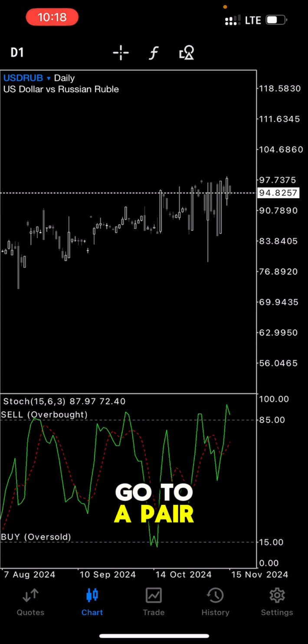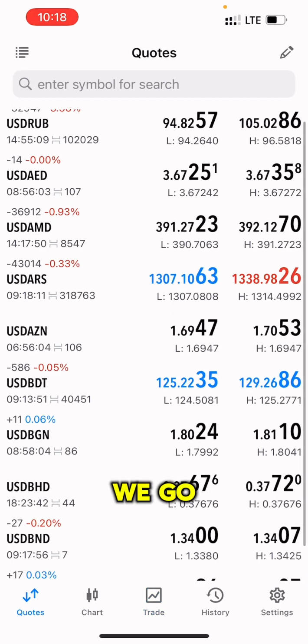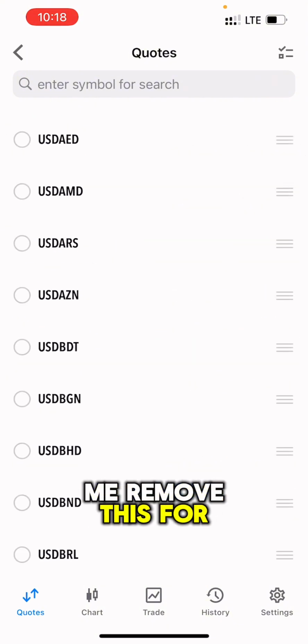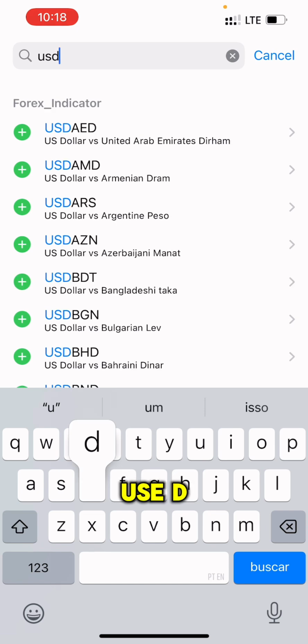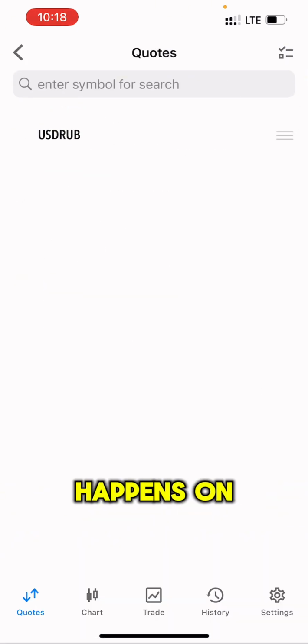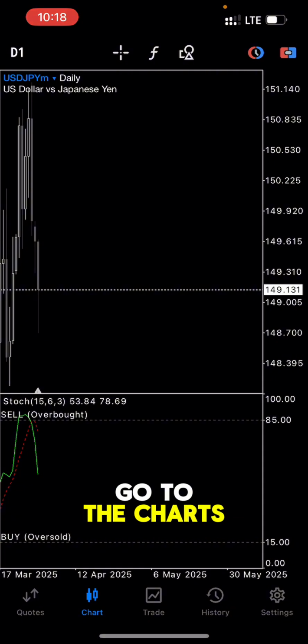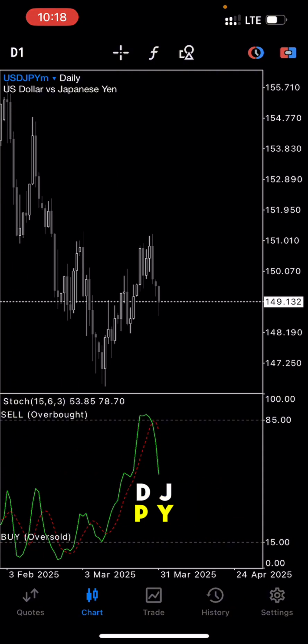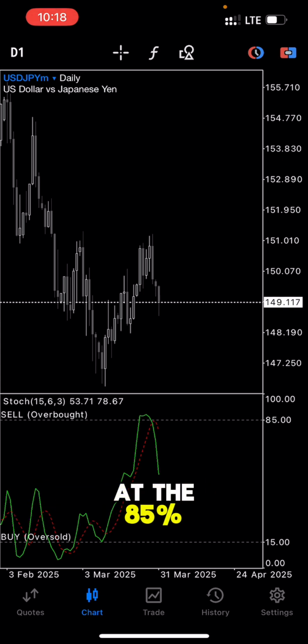Now let me just go to a pair that we are actually going to be trading. Let me remove this for now. I don't want to have a lot of pairs here, and I will use USD JPY for now just to see what happens on USD JPY. And then we can go to the charts and just look at USD JPY. So we are here on the daily time frame on USD JPY, and the daily time frame is clearly showing us that price has already crossed over at the 85%, which was overbought, and started selling.